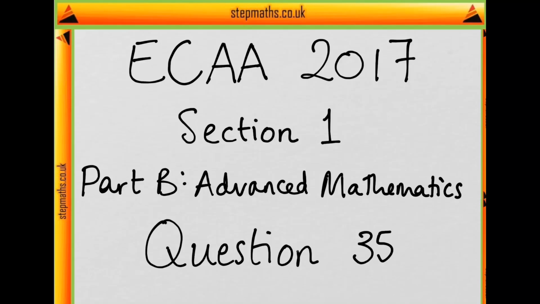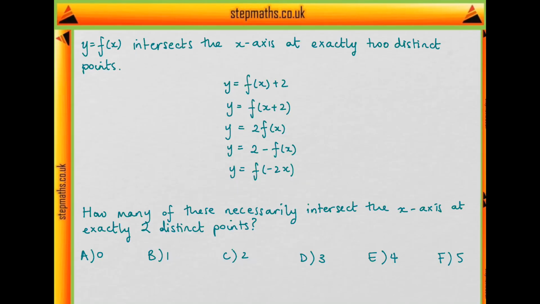Hello, this is ECAA 2017 question 35. So in this question we're told that the graph of y equals f(x) intersects the x-axis at exactly two distinct points. And we're told to consider these following graphs, and they ask how many of these necessarily intersect the x-axis at exactly two distinct points.